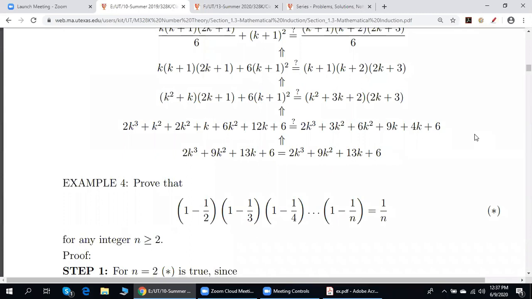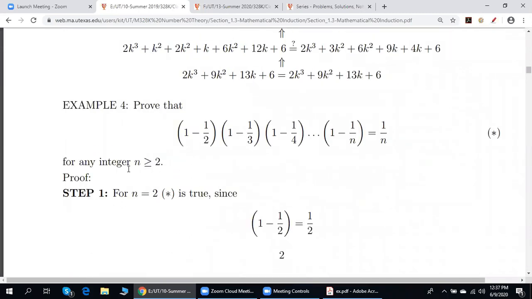Example 4. Note that for the first time, n is greater or equal to 2, not 1. Therefore, in step 1, we show that this is true for the lowest possible n, which is 2. If n is equal to 2, the left-hand side becomes just 1 minus 1/2.